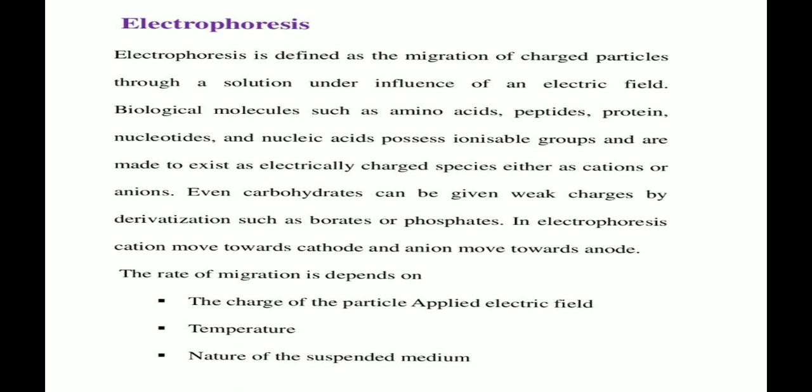Even your carbohydrates can be given a weak charge. So by using this technique you can also separate some carbohydrates which are given a weak charge by derivatization, like borate or phosphate. In this technique, the cations move toward the cathode and anions move toward the anode. In simple language you can say positively charged particles migrate towards the negatively charged electrode.